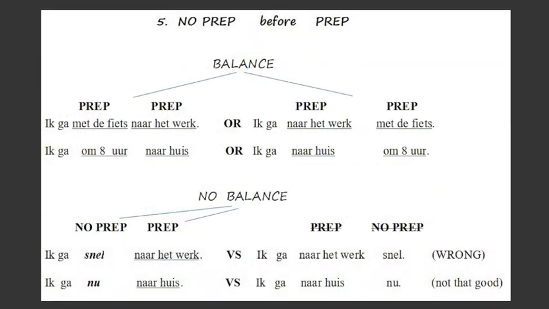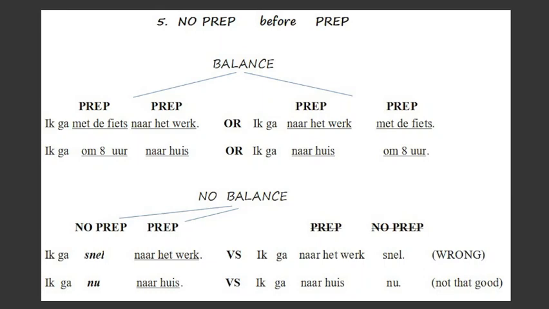The next rule or pattern that we can see in Dutch is that expressions with prepositions can often be swapped, as you can see in sentences like "ik ga met de fiets naar het werk" and "ik ga om 8 uur naar huis", where you have different groups of words that start with a preposition. So in a sense, there is a balance between them. You can easily swap positions, as in the sentences on the right. "Ik ga naar het werk met de fiets" and "ik ga naar huis om 8 uur."